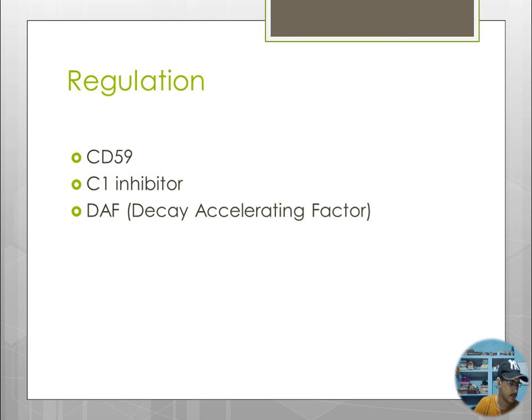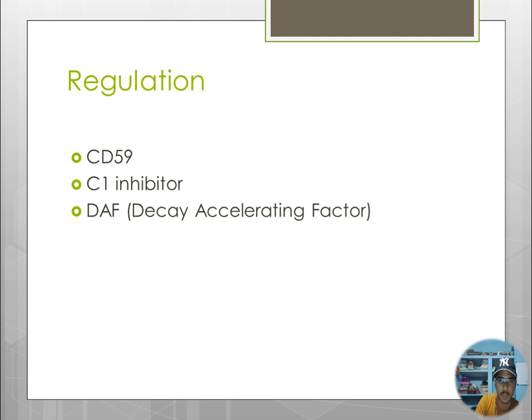Now the regulation. Coming to the regulation, there are certain endogenous regulatory factors so that the complement system doesn't kill our own cells. To regulate this, there are certain factors. We have already talked about CD59 previously. CD59 is also called protectin, and it inhibits the C9 polymerization, so that the pores are not created on the cells. These are present only on the cells, and are not present on the pathogens.